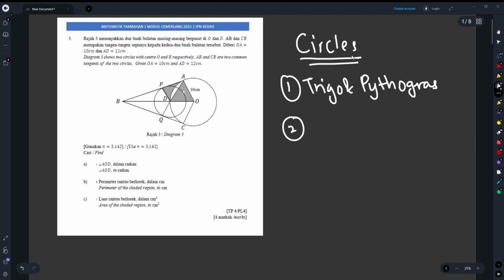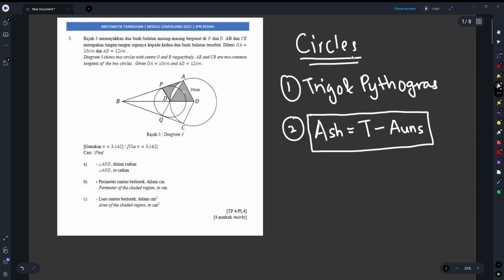Second thing, whenever they ask for the area of a shaded region, area of the shaded region is equal to total area minus area of the unshaded region. This is what you always have to think in your mind to solve the area. So please always keep these two ideas in your mind when you approach any SPM circles question. It will be very helpful for you. That is the first thing. Let's see how to do this question.